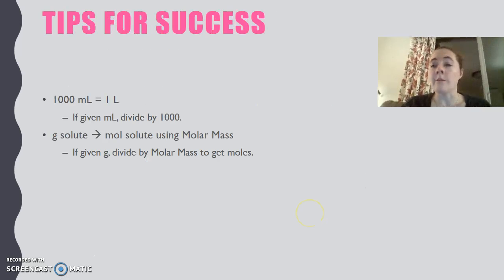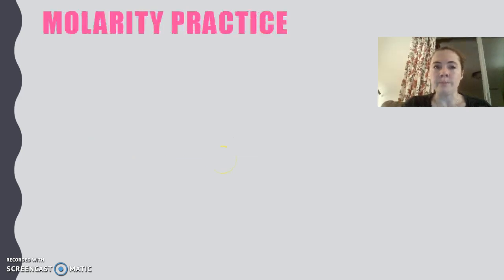Alright, so let's talk about some equations, and let's talk about our tips for success here. If you see milliliters, 1,000 milliliters equals 1 liter. So if given milliliters, divide by 1,000, and that will get you to liters. If it gives you grams of solute, or asks for grams of solute, you need to use molar mass to get to moles. You can use mole mountain. If you're given grams, then you can just divide by molar mass. But you need to be able to interconvert between grams and moles at this point.